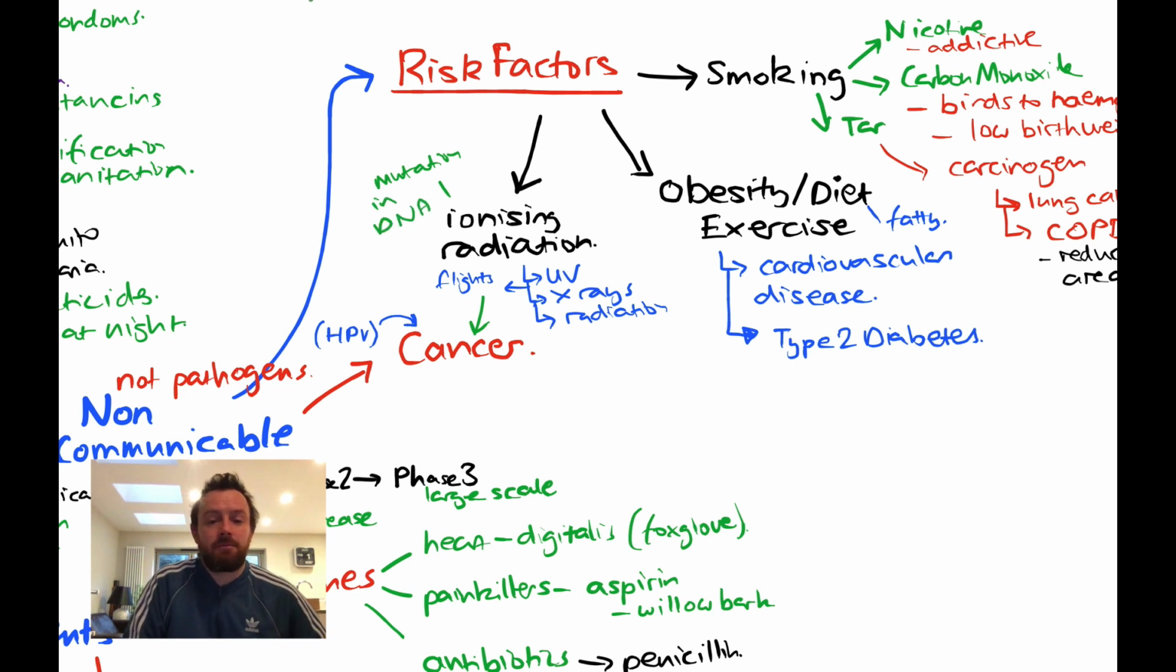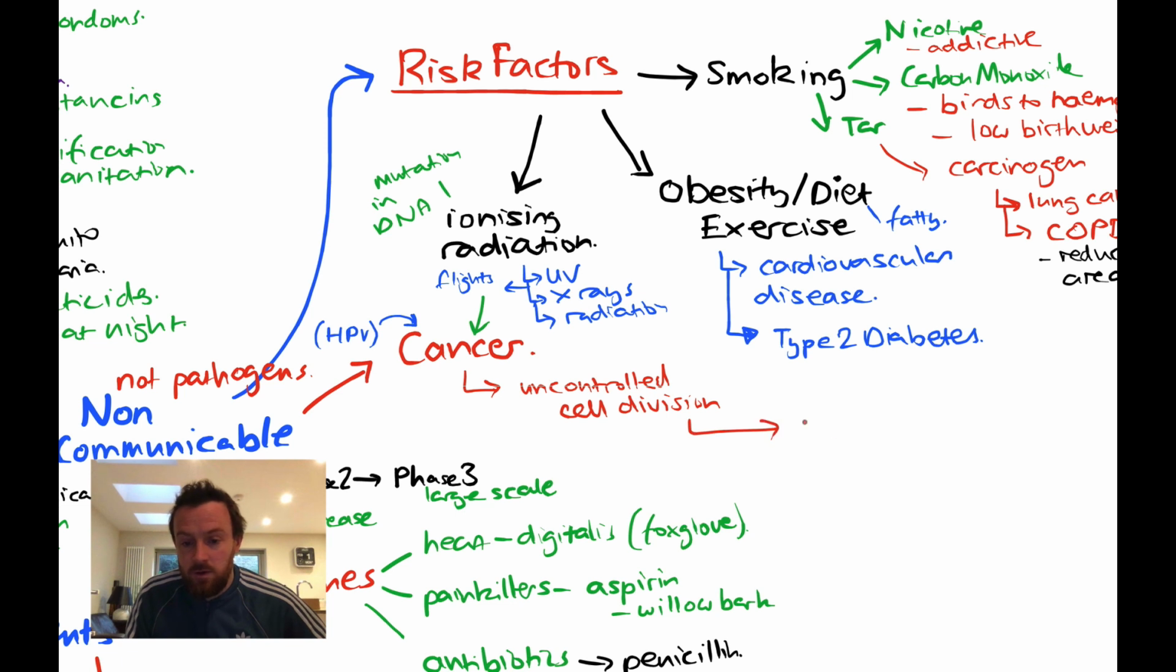But what is cancer? This is our final stop on this tour. Cancer is uncontrolled cell division. And uncontrolled cell division leads to a tumour. I'm just going to go this way. But there's different types of tumour. We can have benign, which doesn't spread.